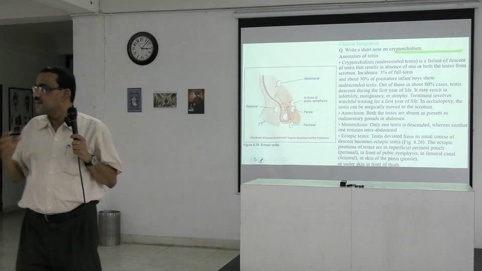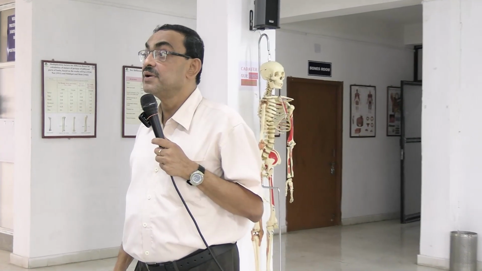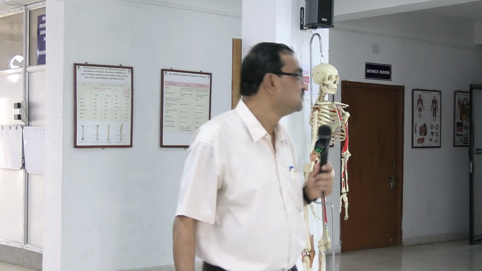Testis is generally present within the scrotal sac. This is normal. Testis might be absent on both sides, which is called anorchism. If one testis is absent, it is monorchism. Testis is present but in an ectopic area, ectopic testis. That means at the deep ring, at the superficial ring, or within the inguinal canal, or within the abdomen. That is called cryptorchidism.